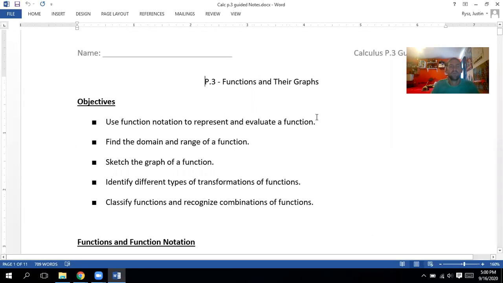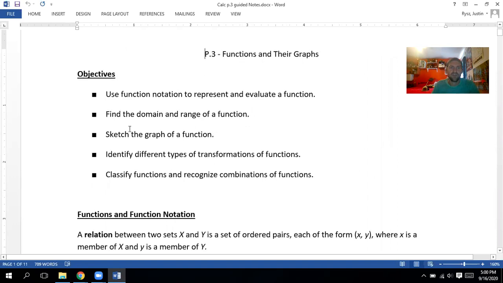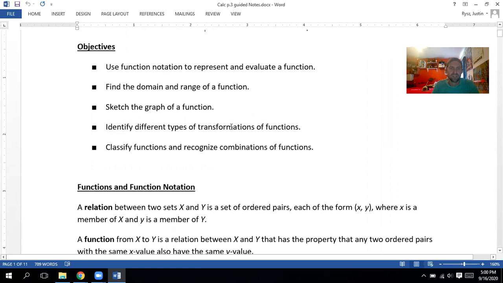So I've got the notes here for you. This first video, there'll be three of them. We're going to be going over function notation, making sure we know how to represent and evaluate a function. We're going to find the domain and range of a function, and then we'll sketch it, and talk about piecewise functions at the end.